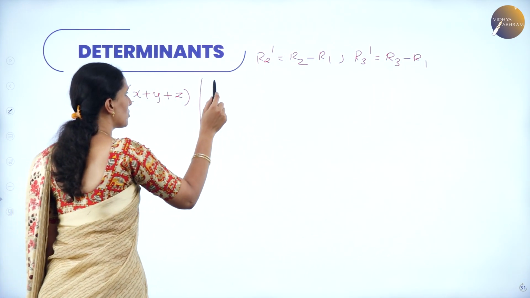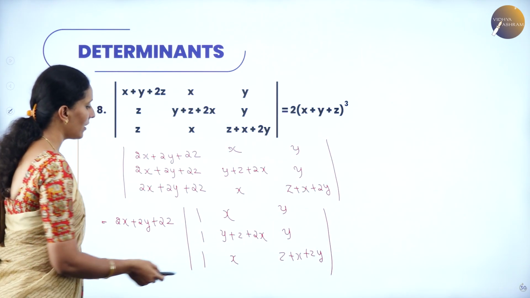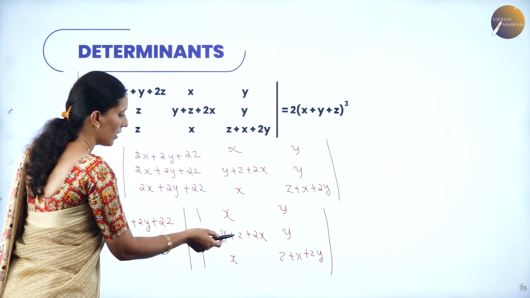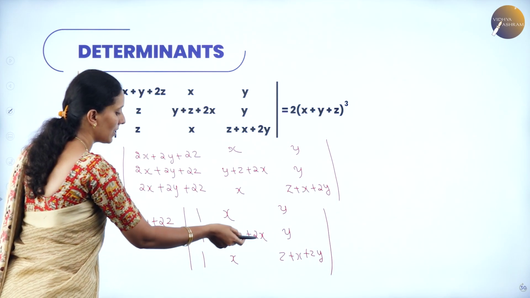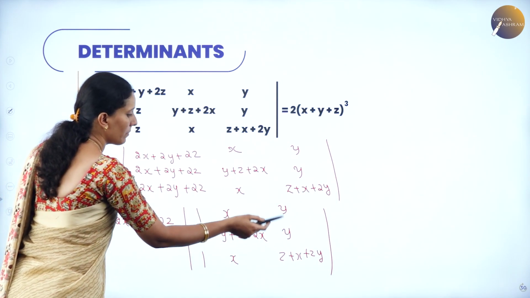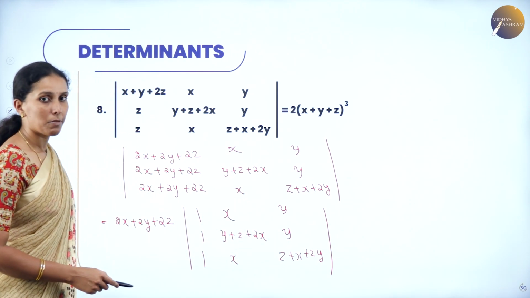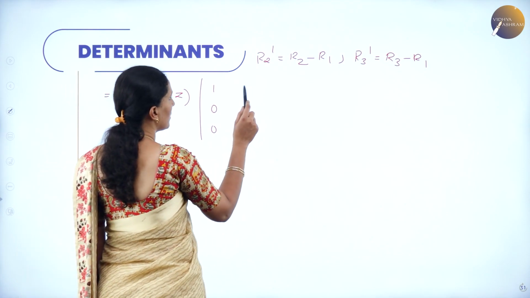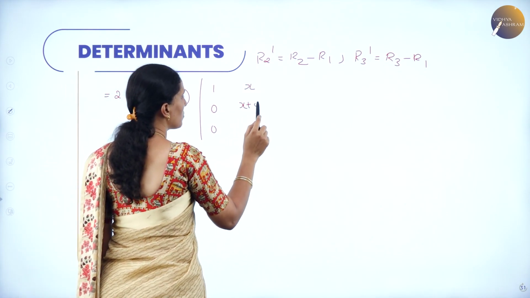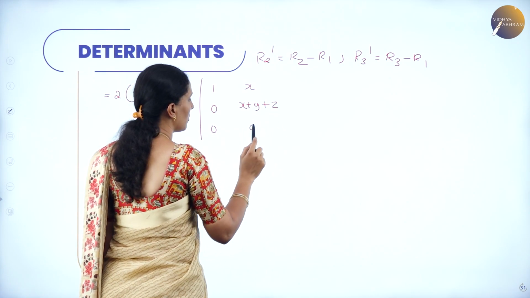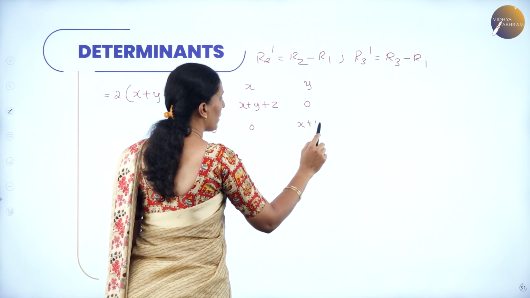Clearly, you will get the first column elements as 1, 0, 0. And the second column element as x, 2x minus x becomes x, and this becomes x plus y plus z, and it is 0. Again y minus y 0, z plus x plus 2y minus y becomes x plus y plus z. So here it becomes x plus y plus z, 0. Here y, 0, x plus y plus z.